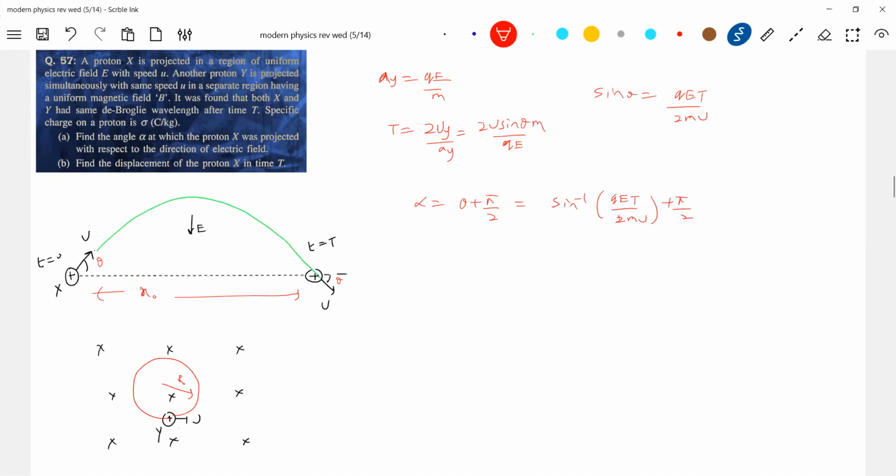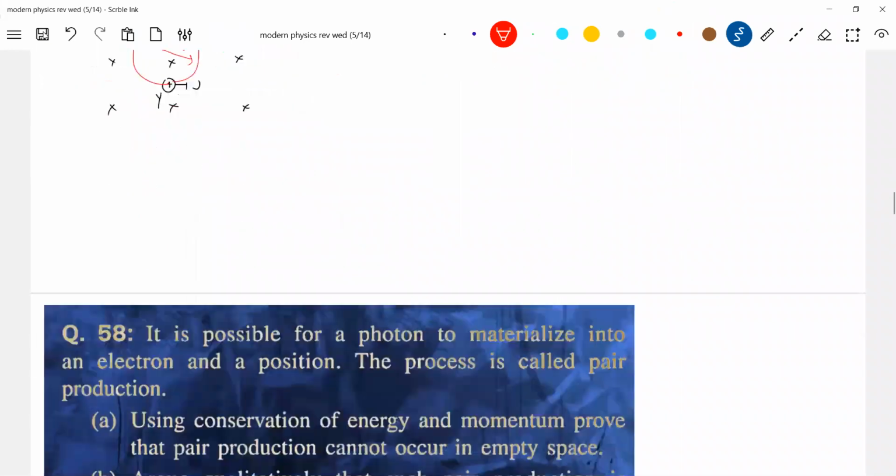Okay, then find the displacement of proton X in time t. So I think it's asking for this distance, no? x naught should be equal to u_x into t. What is u_x? u cos theta into t. Cos theta has to be determined. So we know sine theta. Solve for cos theta and substitute here. We'll get the x naught. Okay, simple idea. I'll call for the next one.